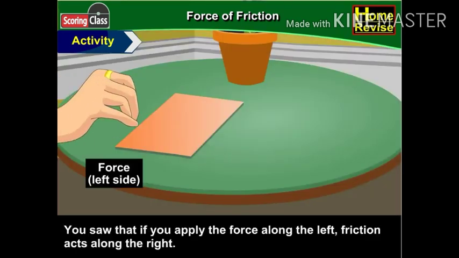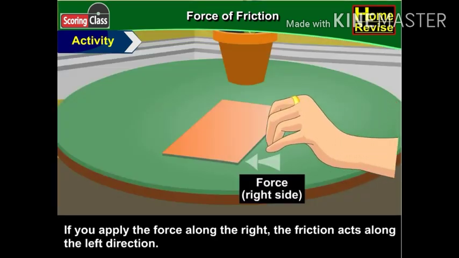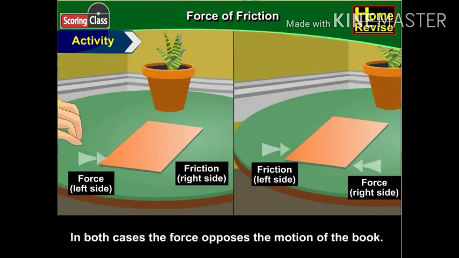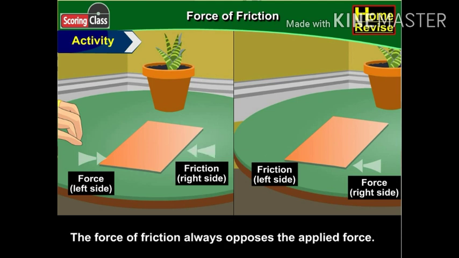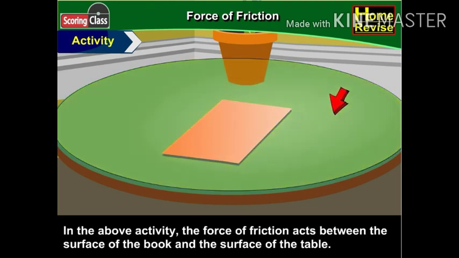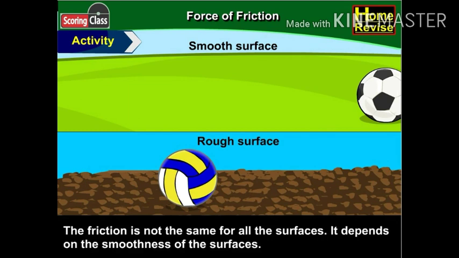You saw that if you apply the force along the left, friction acts along the right. If you apply the force along the right, the friction acts along the left direction. In both cases, the force opposes the motion of the book. In fact, the force of friction always opposes the applied force. In the above activity, the force of friction acts between the surface of the book and the surface of the table. The friction is not the same for all surfaces. It depends on the smoothness of the surfaces.